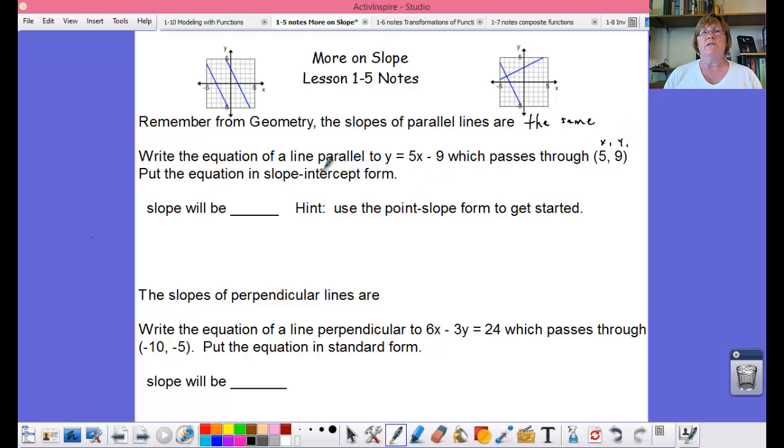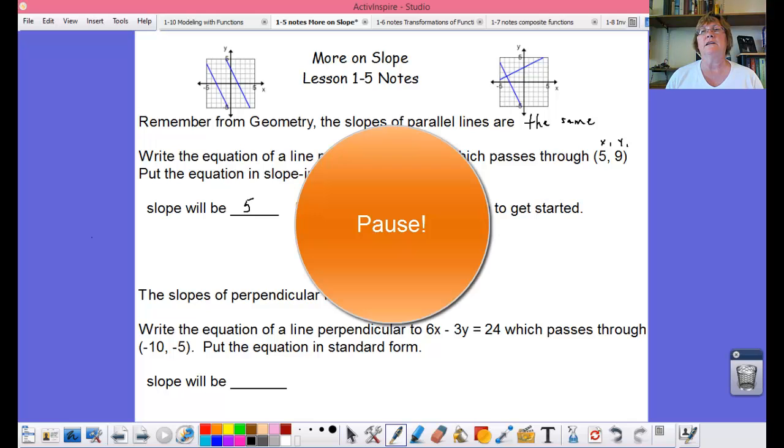If we're going to write the equation of a line, we need to have a slope and a point on the line. So we need to be parallel to this one. That means we have to grab its slope. So the slope in this line is 5. We want to use that same slope with this point. And then we're to put our answer in slope-intercept form. The hint says that you should use the point-slope form, which I'm going to write right here for the last time. y minus y1 equals m times x minus x1.